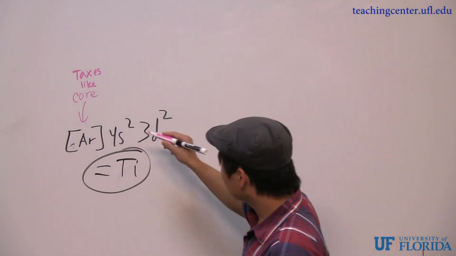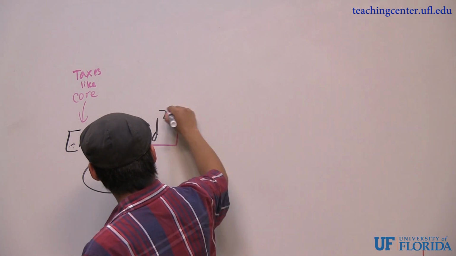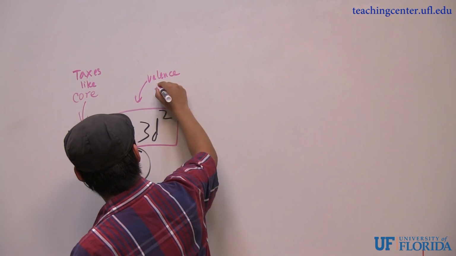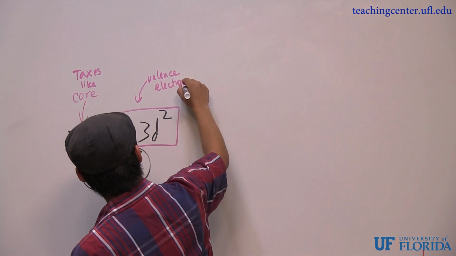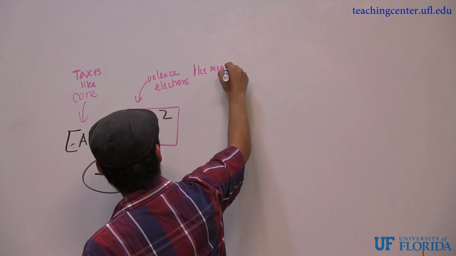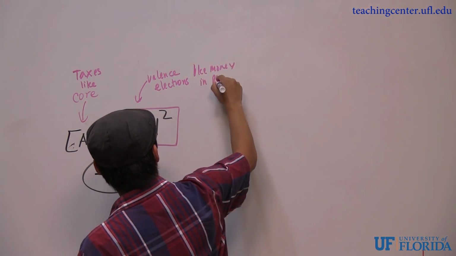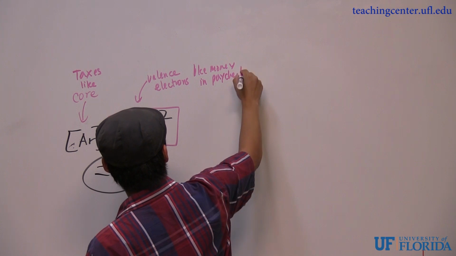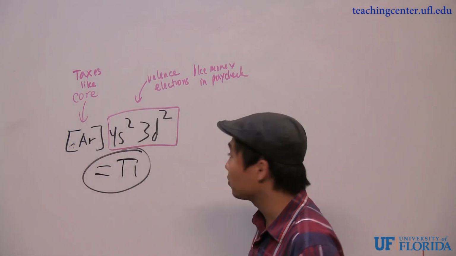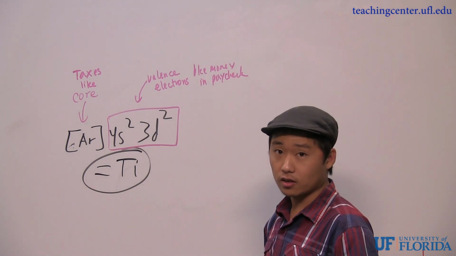Also, then, this part, these are your valence electrons. Now, what are your valence electrons? Think of this like the money in your paycheck. So this is your money from your paycheck, okay? You can use this money. You can spend it. You can do whatever you want with it. Those are what valence electrons are like.